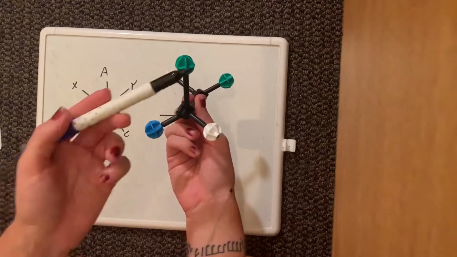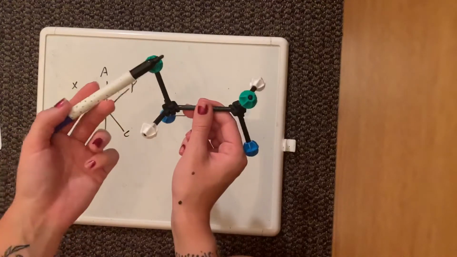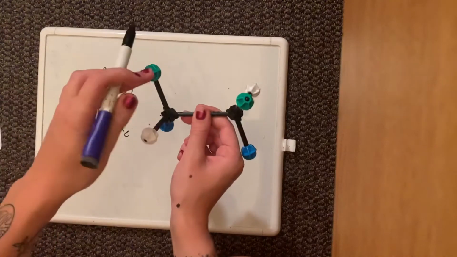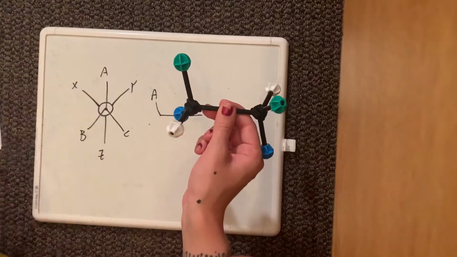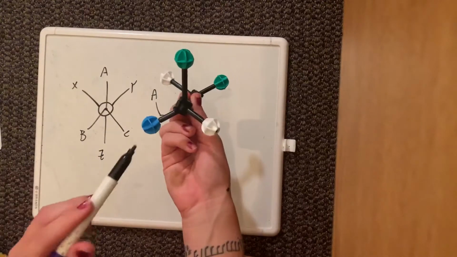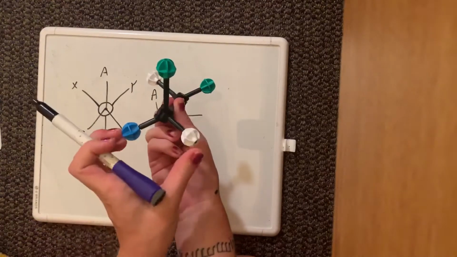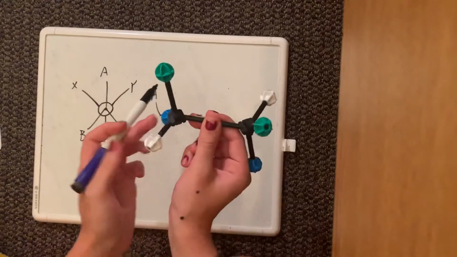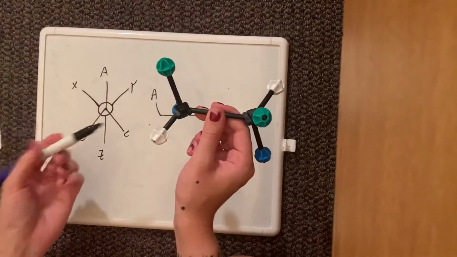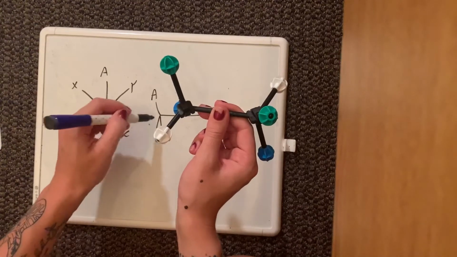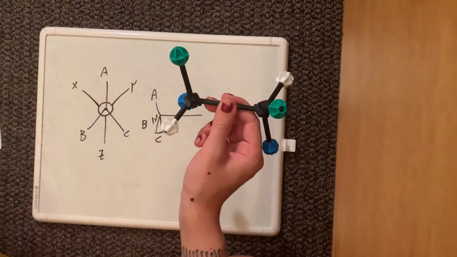Watch my A. It stays planar. You can see that it doesn't have any 3D qualities. It's literally just hanging out up there. Watch my B and Z. My B turns away from me. My B is back here. My C is up here. So that means my C is a wedge, my B is a dash.